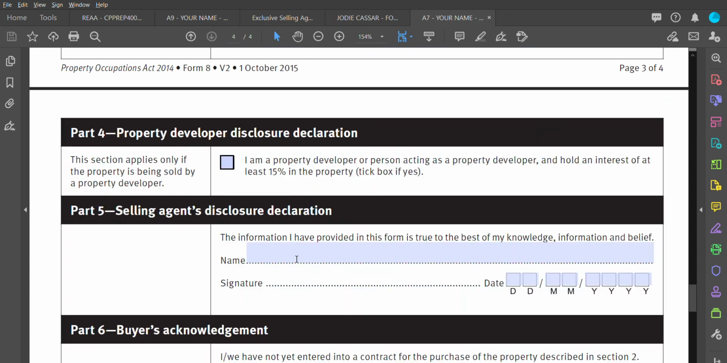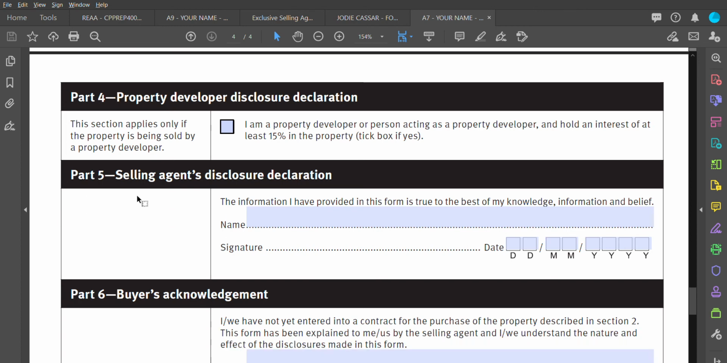If you are a property developer, then Part 4 is something you would complete. If you're not a property developer and you are a real estate agent, then this section will be omitted. And Part 5 is the selling agent's disclosure declaration. So this is the area that you would put your name and signature. For the purpose of the exercise, simply typing your name will be sufficient.